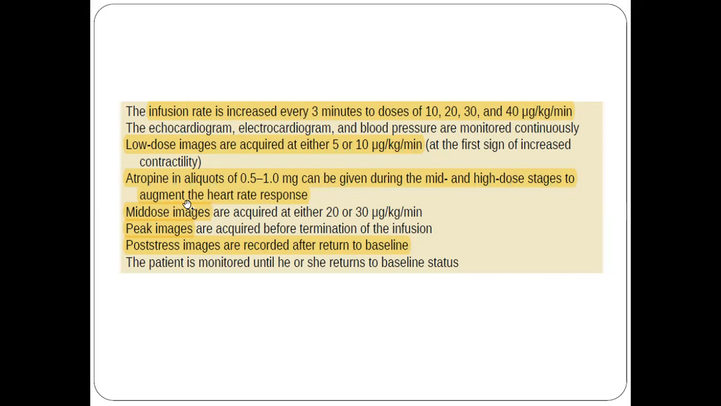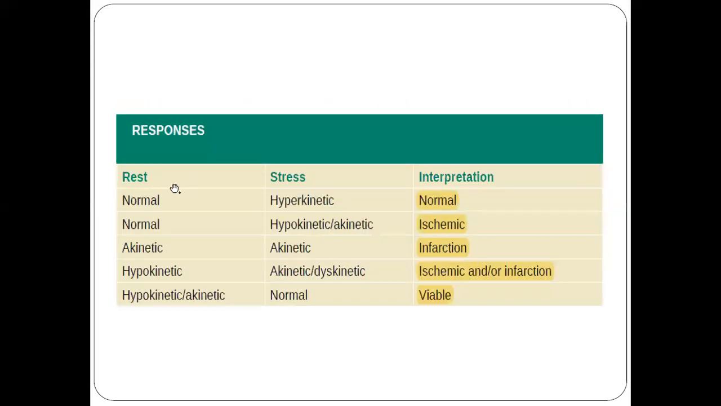It is like a stress test, so you have to increase the heart rate also to check further response. Coming to the responses, at rest, if the tissue was normal, that means the thickening was normal, the movement was normal during systole, and if the movement becomes hyperkinetic, that means normal. Dobutamine is increasing the contractility, so that's why it is causing hyperkinesia.